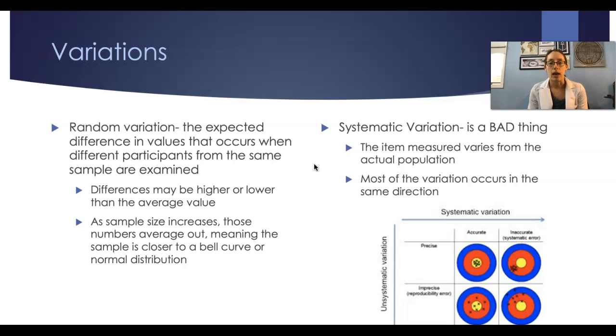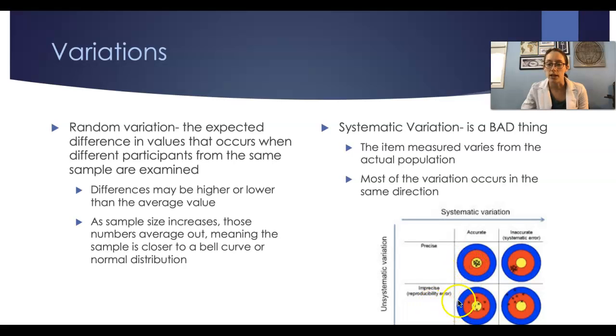Systematic variation is a bad thing. So that measure varies from the actual population, and most of the variation occurs in the same direction. So you can kind of see that on the bullseye here. Here's an example of unsystematic variation, and here's systematic variation. So is it accurate or is it inaccurate? So here, we had precise data, but we missed the mark of what we were looking for. And here, we had both accurate data and it was precise, so we hit the bullseye.